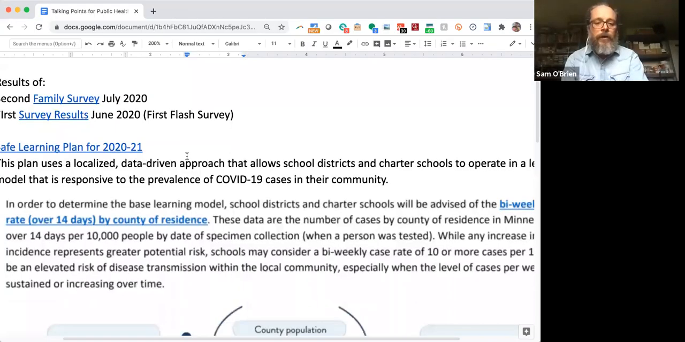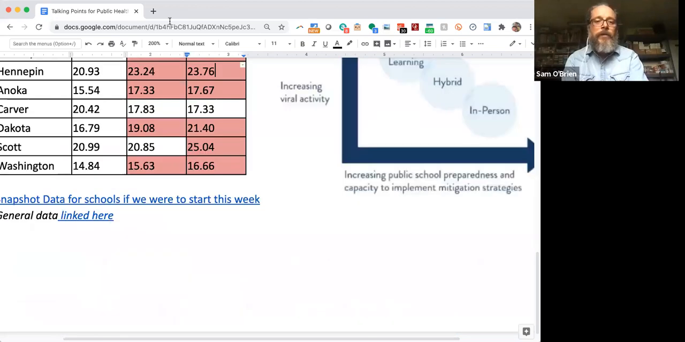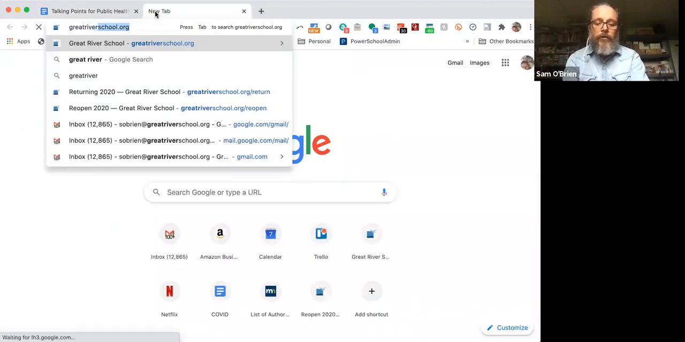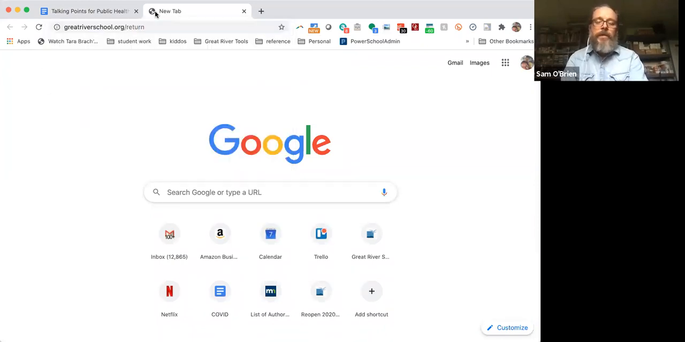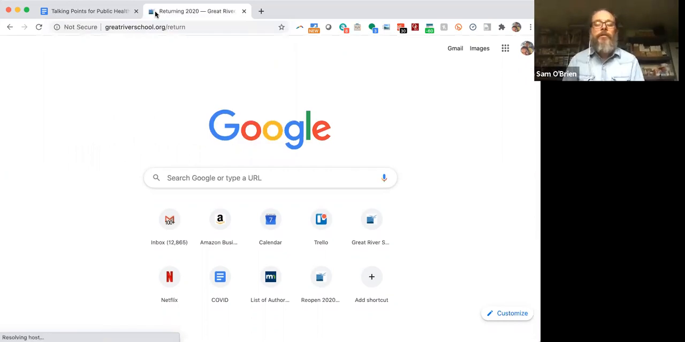And the indicators that you can look for to tell you about how school will be, really reminders. The last thing I'll do is I think I will share. Can you see that screen still, Holly? Yes. Okay, good. The last thing I do, I think I will share and remind everyone of our greatriverSchool.org/return website.